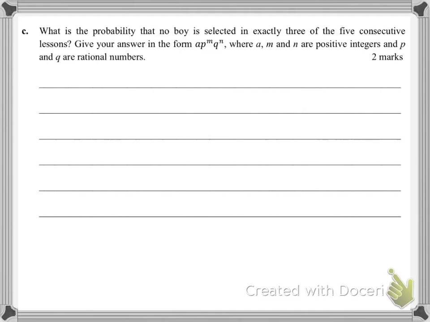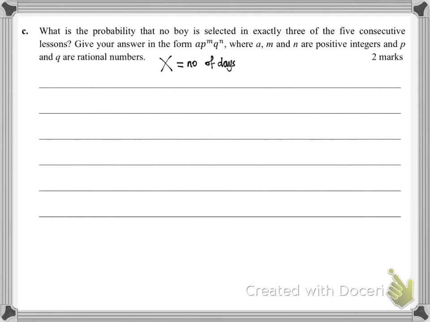So now we're looking at a number of lessons. Give your answer in this form. Now that form is a whole number times the probability to the power of something times probability to the power of something else. So that could be like a binomial distribution type problem, especially because we've got n number of 5 trials of selecting a boy. In this case, no boys.